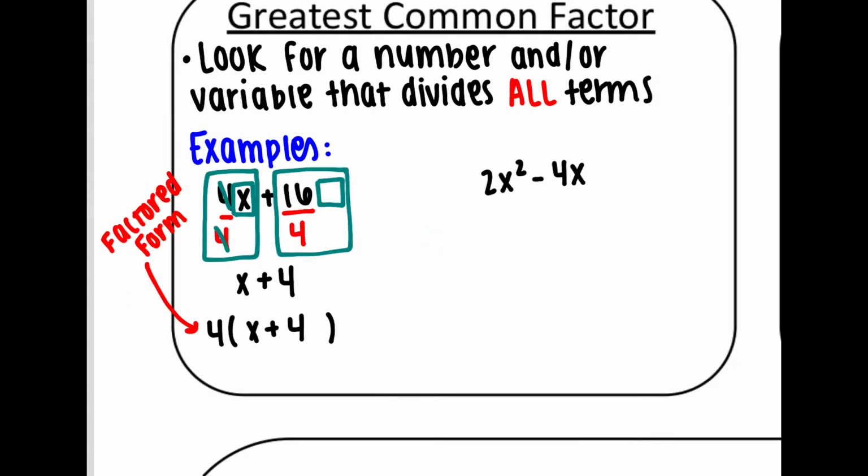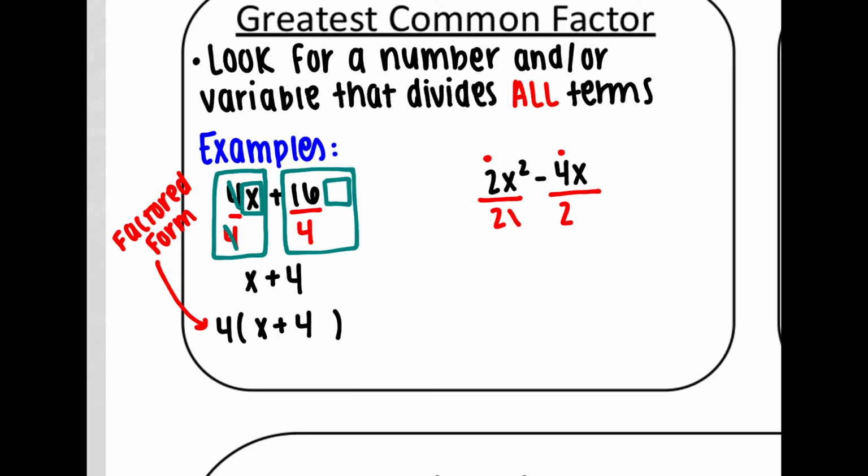Now the next example is 2x squared minus 4x. So again, I'm going to check first for a number. I see that I can divide both of these by 2. So I've got that taken care of. I've dealt with my numbers. Now I need to look at the letters. When I look at the first term, it's x squared. When I look at the second term, it's x. You can only take out the smallest one though. So I'm going to divide by an x in each of these.